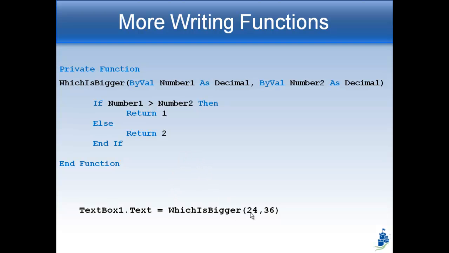So the function gets called, it gets passed 2 arguments, 24 is number 1, 36 is number 2. Then it says if number 1 is bigger than number 2, well, 24 is not bigger than number 2. So that would send us down to the else, and then the function would return the number 2. So this whole right side is now equal to the number 2. And so we say textbox1.text is equal to 2. So our text box should come up and say the number 2.